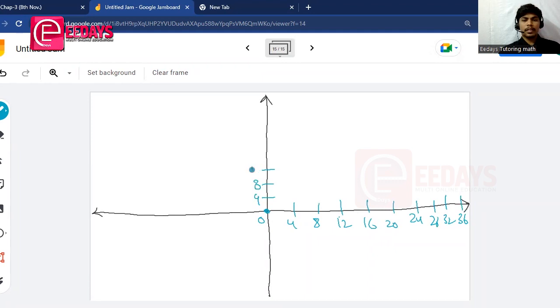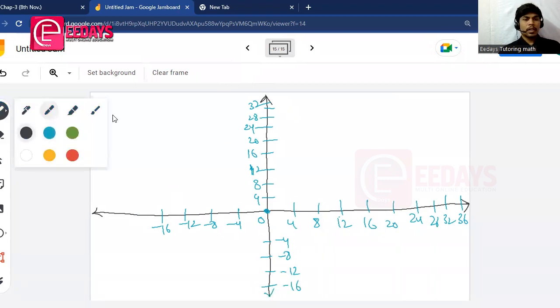Here also I'm taking 4, 8, 12, 16, 20, 24, 28, 32. And for the y value, minus 4, minus 8, minus 12, minus 16, and so on. Okay, let's look at the points.